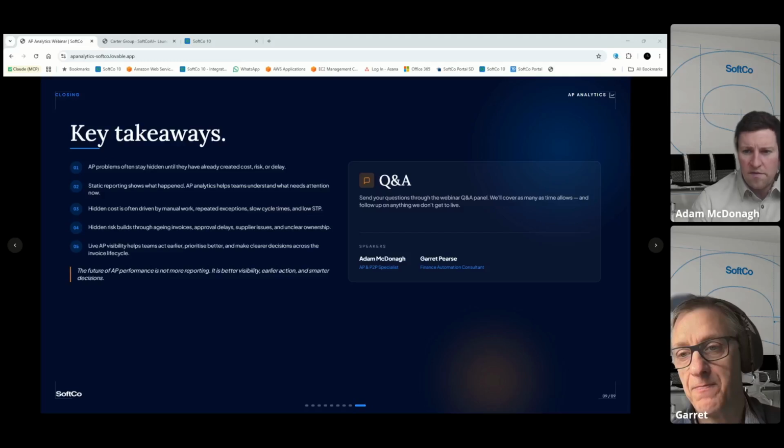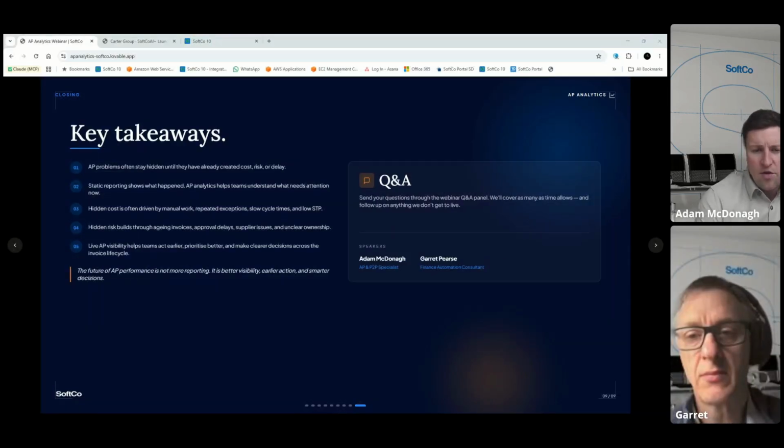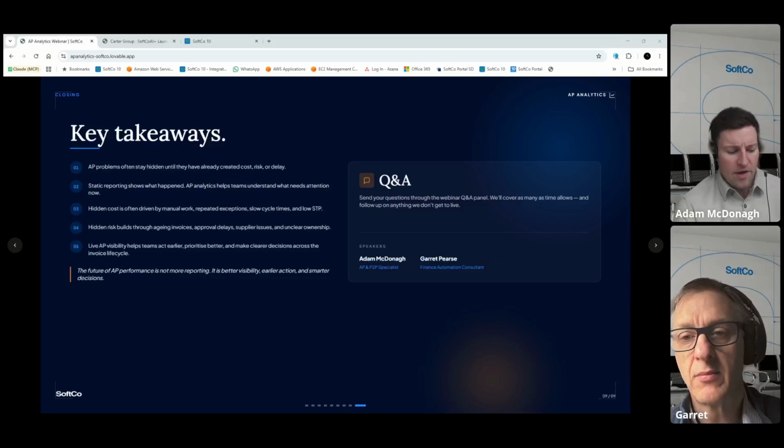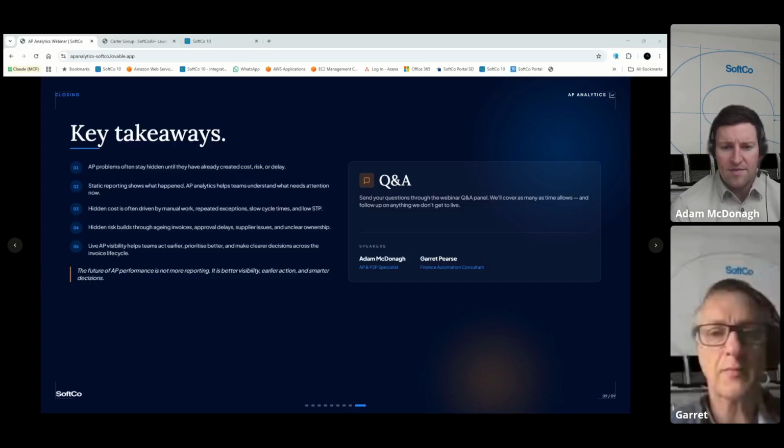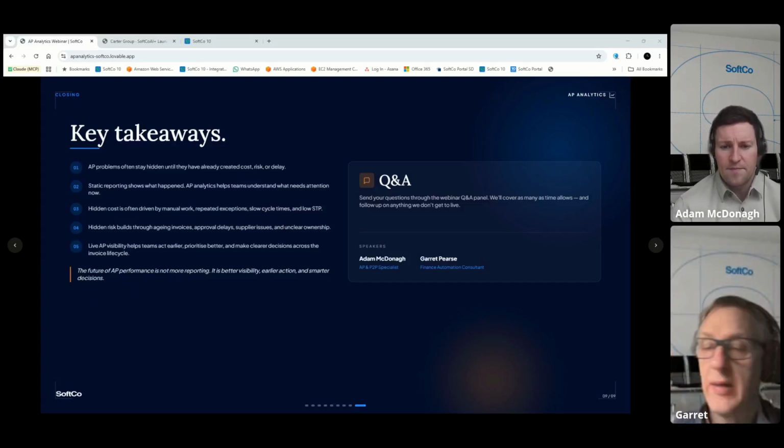Super. And there's one final question, Garret, that I can see. It's related to using other BI tools. So a couple of questions coming in around being able to integrate with the likes of Power BI or Tableau or Snowflake. So does the application have the ability to pass the data out to those applications?